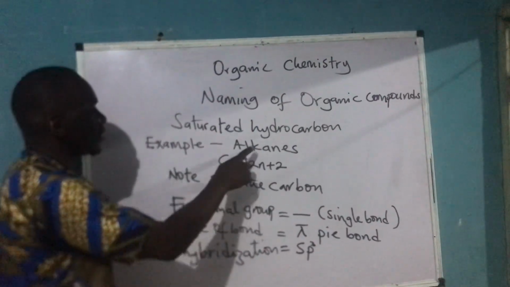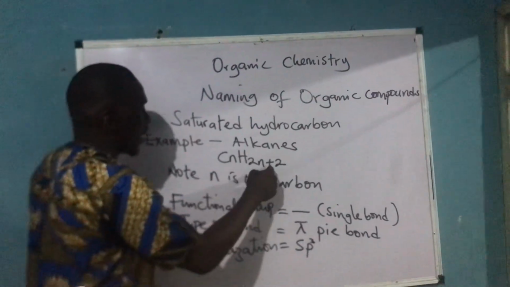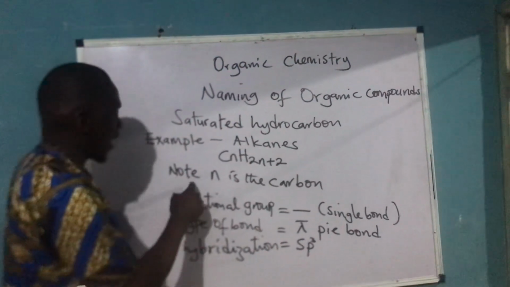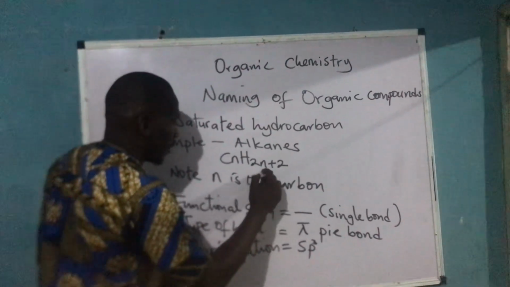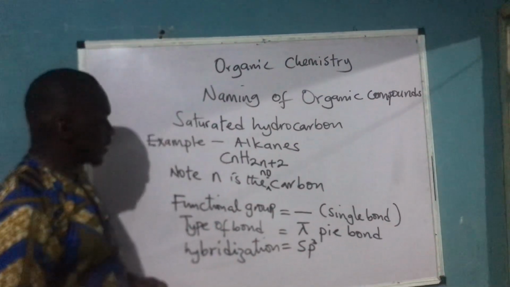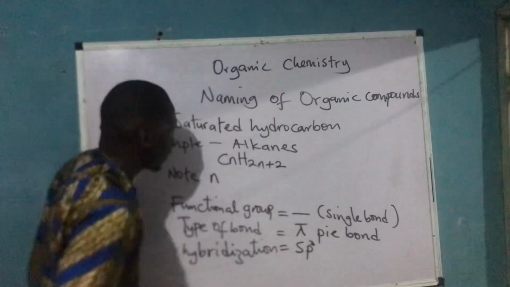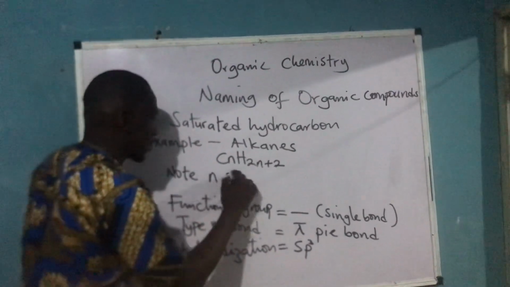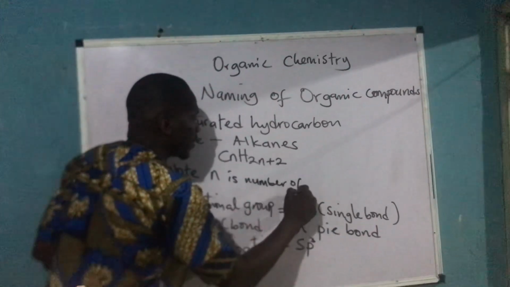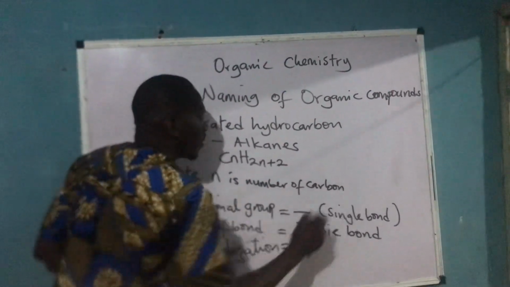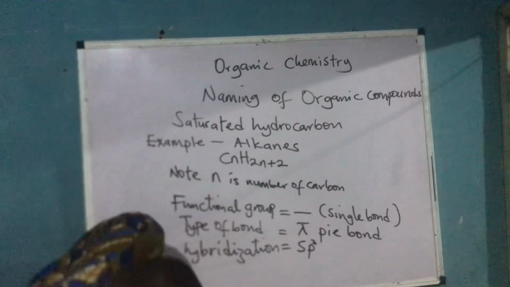So let's go back. The general molecular formula is CnH2n+2, where n is the number of carbon. Thank you for coming back. Note, n is the number of carbon.